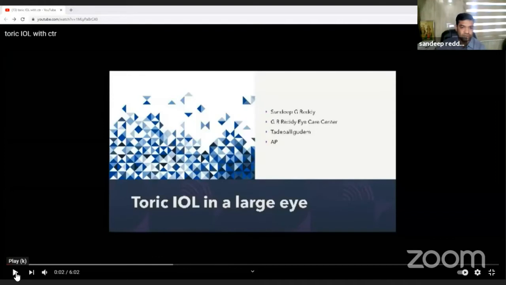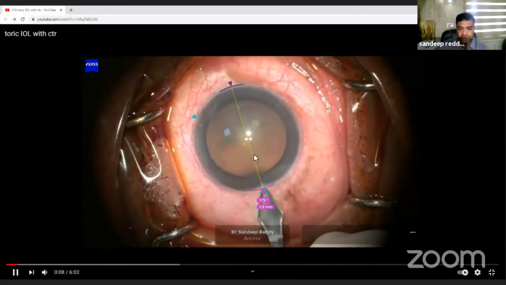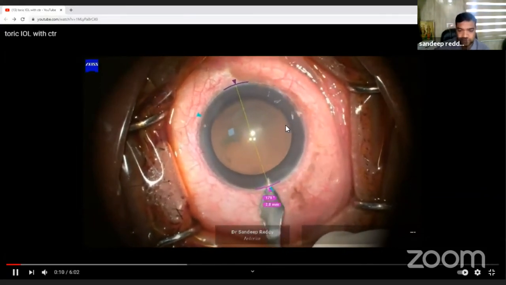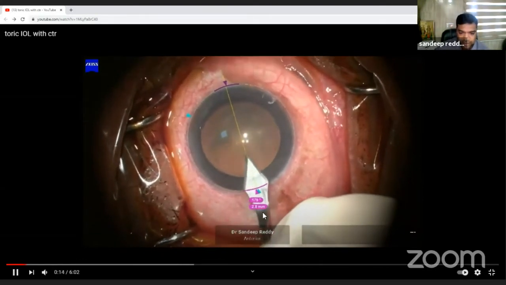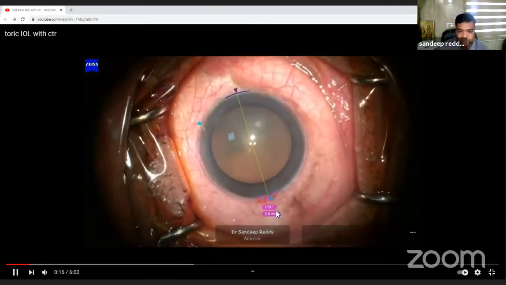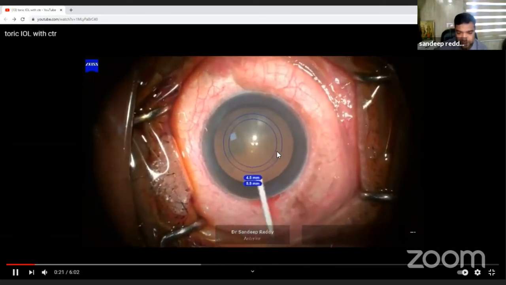I'll share one of the videos with you. So this is a patient, a very high myope, undergoing a cataract surgery with an astigmatism of 3 diopters, and you can see the incisions are all marked. It is a 179 degrees incision, and that can be aligned.